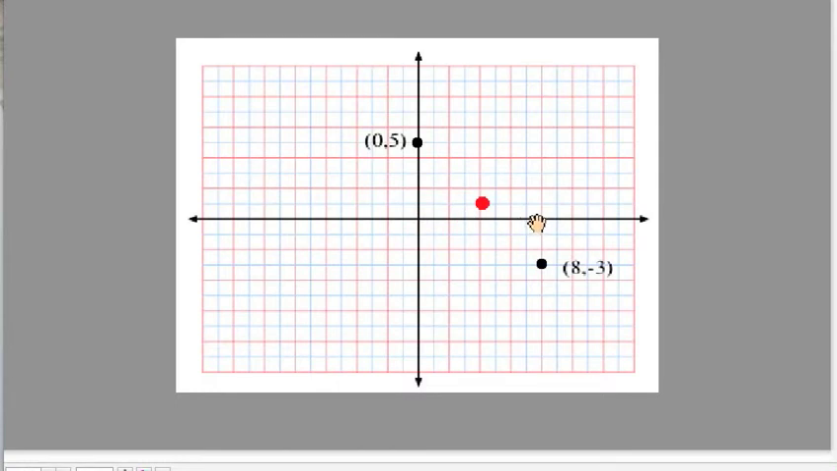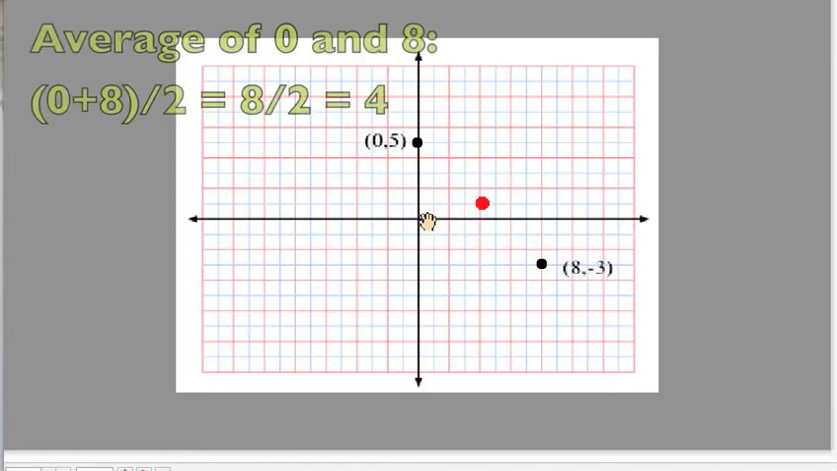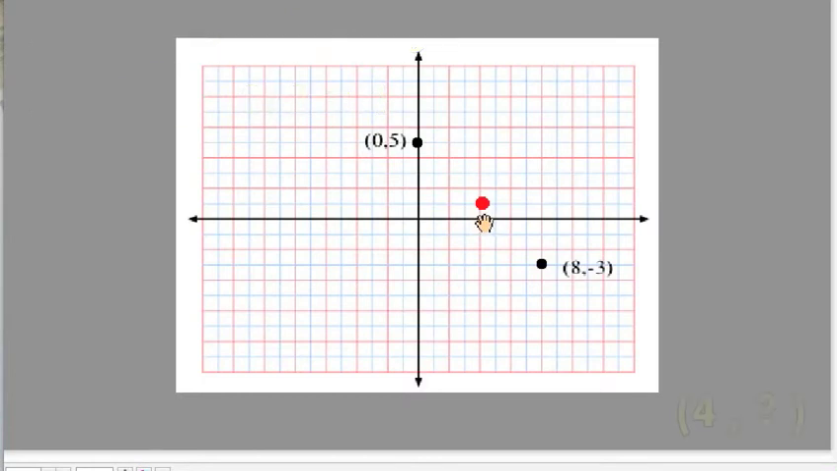And believe it or not, that is just the average of 0 and 8. And so, can we find the average of 0 and 8? Yes, it's simple. It's 0 plus 8 divided by 2. And that's 8 divided by 2, and that's 4. And so, the x component of the midpoint is 4.